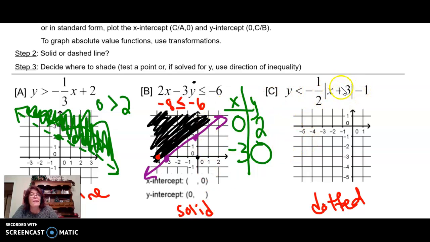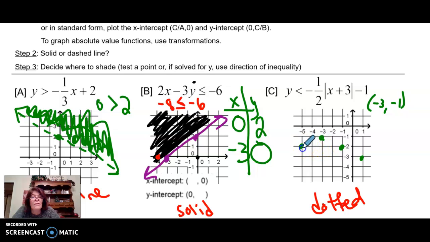Okay, so I can see that my vertex, remember where the V happens, is at -3, -1. It's the opposite of what's in here. And then -1. I'm going to be opening down, right? Since I'm not going to be a V opening up because of this negative, I'm going to be opening down, and it's going to have a slope of 1/2. So I go down 1/2, down 1/2. I do that in both directions.